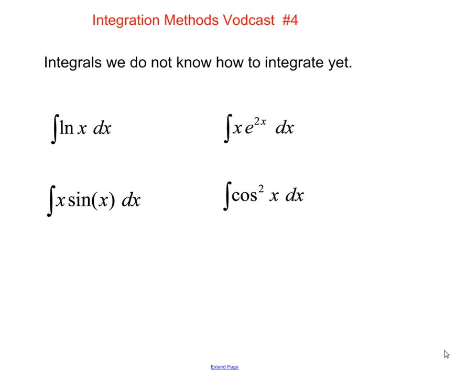Welcome to Integration Methods Podcast number 4. What we want to look at now are integrals that we are not yet able to integrate. These are problems where we cannot use the method of substitution. Some of these are like the integral of ln x, e to the 2x, x sine x, cosine squared x. All of these we're not able to do. And so what we want to do is develop another method for doing them.